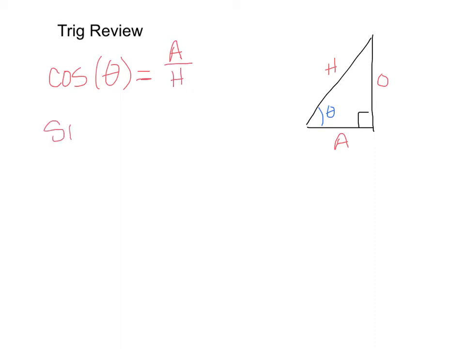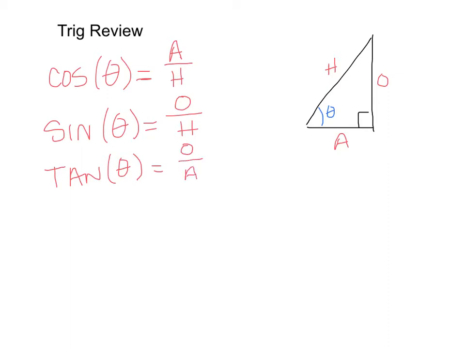The sine of that angle is found by looking at the y part, or the opposite, over the hypotenuse. And the tangent of that angle is looking at the opposite over the adjacent. Sort of like looking at slope. We do our change in y over our change in x.